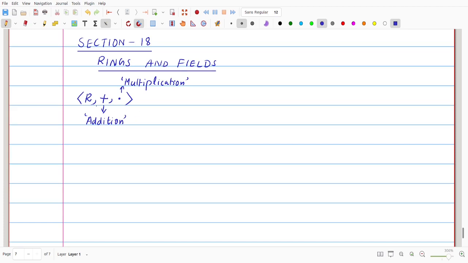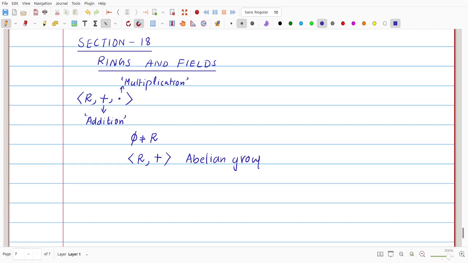Addition stands for the first binary operation of the ring, and multiplication stands for the second binary operation of the ring. The first binary operation is denoted by a plus symbol, and the second binary operation is dot. Now, in order to get a ring structure, we start with a non-empty set R together with these two binary operations, and we need to observe that R under addition is an abelian group.